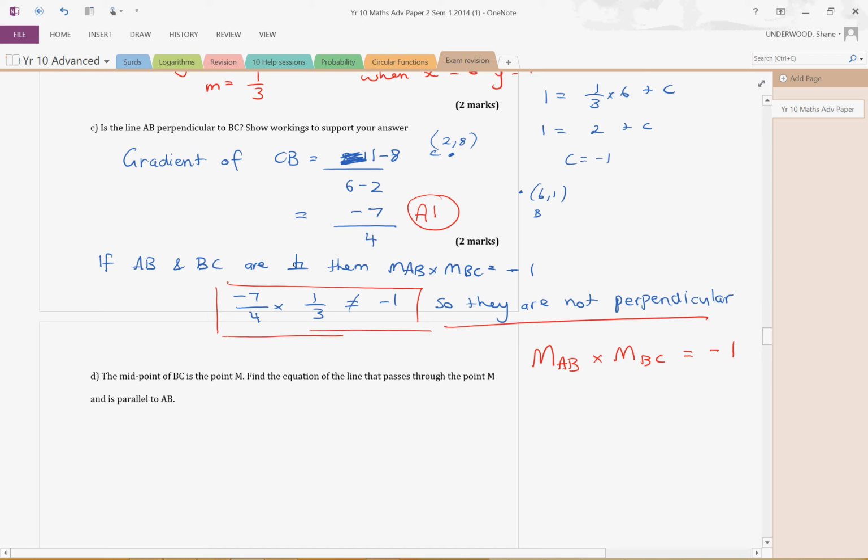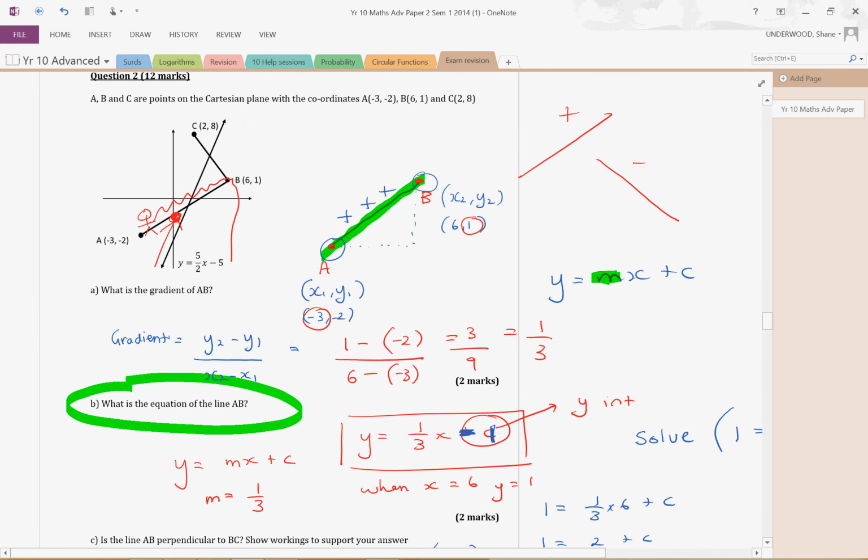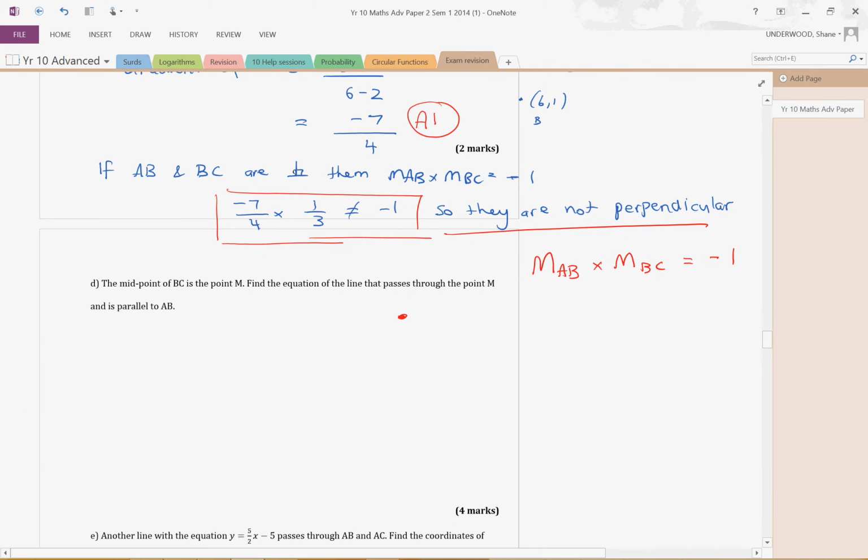Now, the next point is the midpoint of BC is point M. So first of all, BC, let's draw this up here. And we want to find the midpoint first. Can I get you to do that, please? I'm going to pause the video now and I'd like you to find the midpoint.